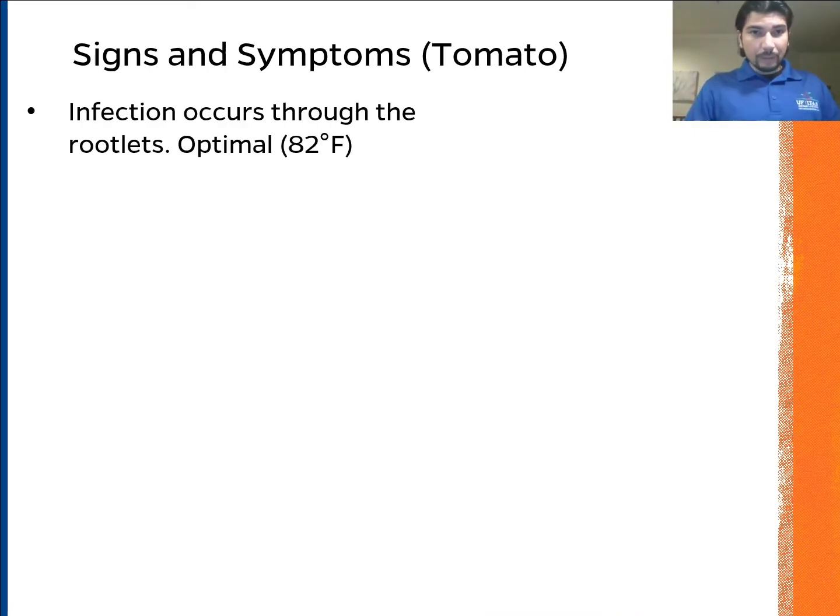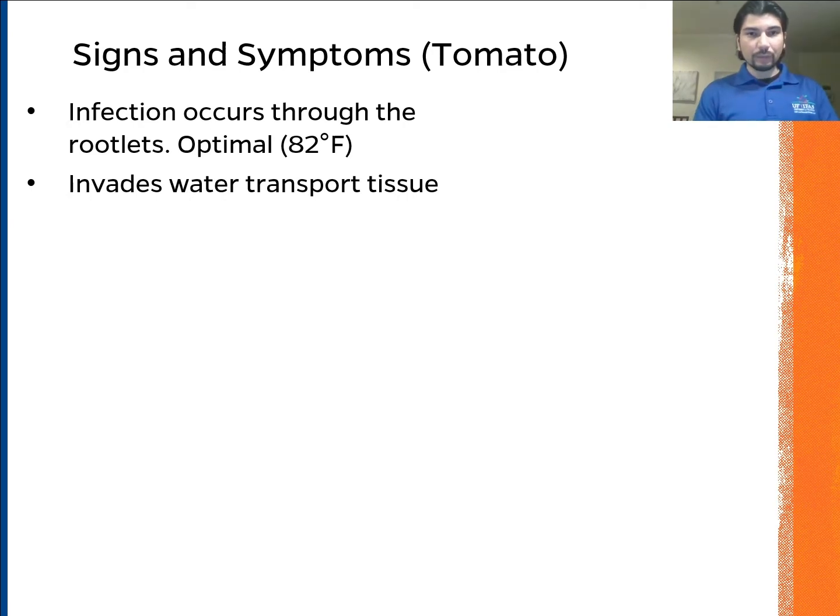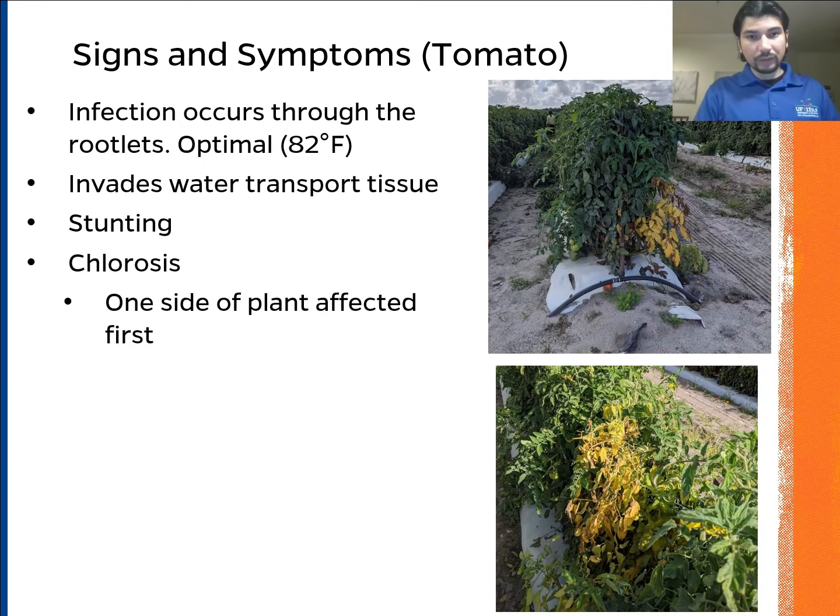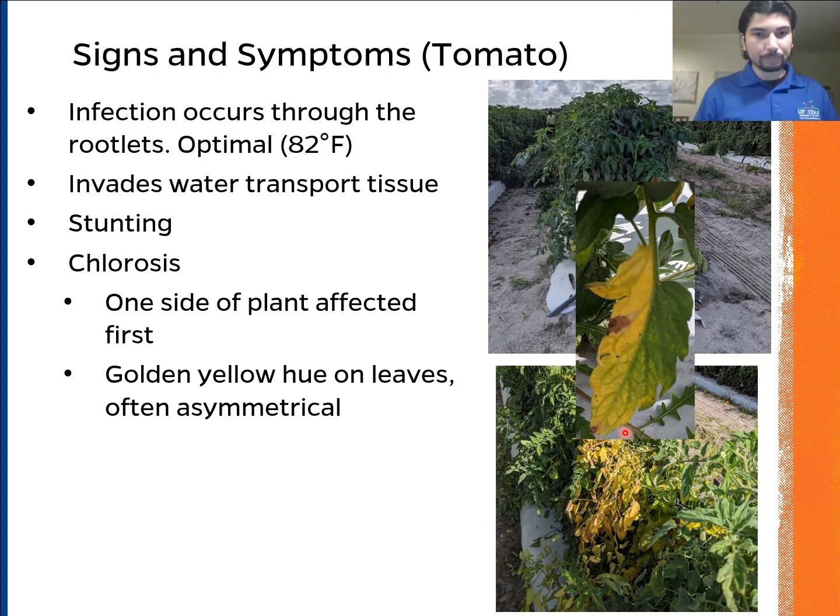Signs and symptoms on tomato. The infection is going to occur through propagules that are in the soil, and they infect the rootlets. The optimal temperature is 82 Fahrenheit. Generally, this is a pathogen that prefers a little bit warmer temperatures. Once it's in the roots, it's going to invade xylem tissue and the water transport. It can cause stunting, but the most classic symptom you're going to see is chlorosis. This is going to affect typically one side of the plant at first, as shown here, and it can also affect upper parts, as seen here. But typically it's going to be on one side first more than the other.